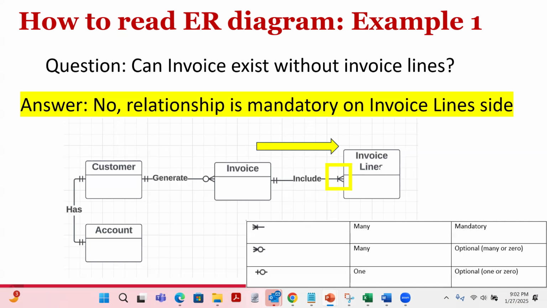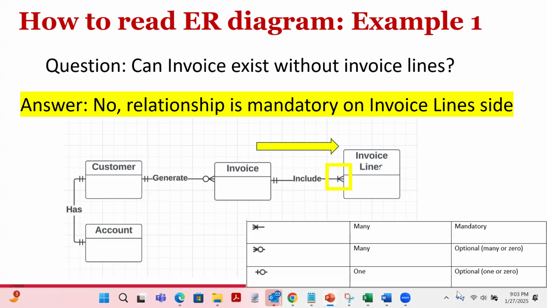So we read the relationship in the direction from the invoice to invoice line, and we read this with this second symbol, vertical line, the symbol that is further from the entity. So the second symbol or vertical line in this case represents whether the relationship is optional or mandatory. In this case, the relationship is mandatory. So the answer to our question is going to be no. The relationship is mandatory, so invoice cannot exist without invoice lines. It is mandatory to have an invoice line for each invoice.